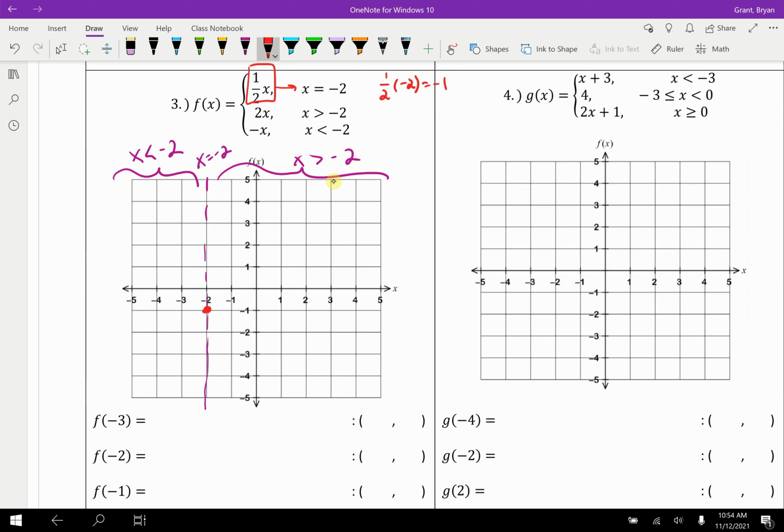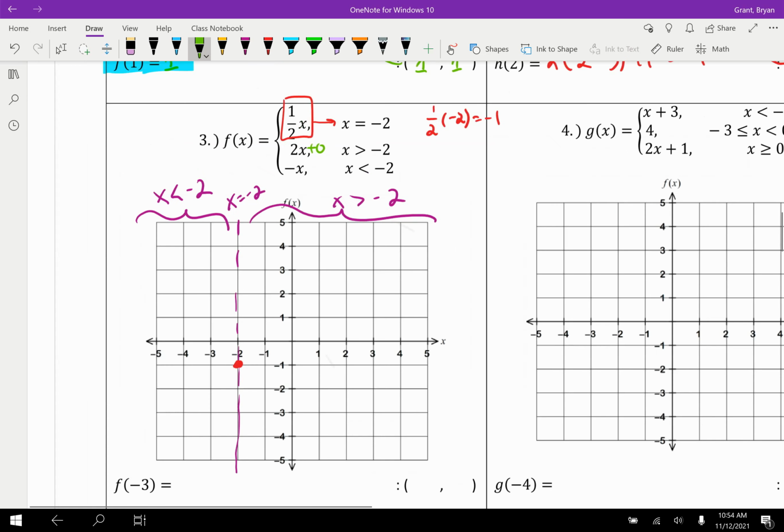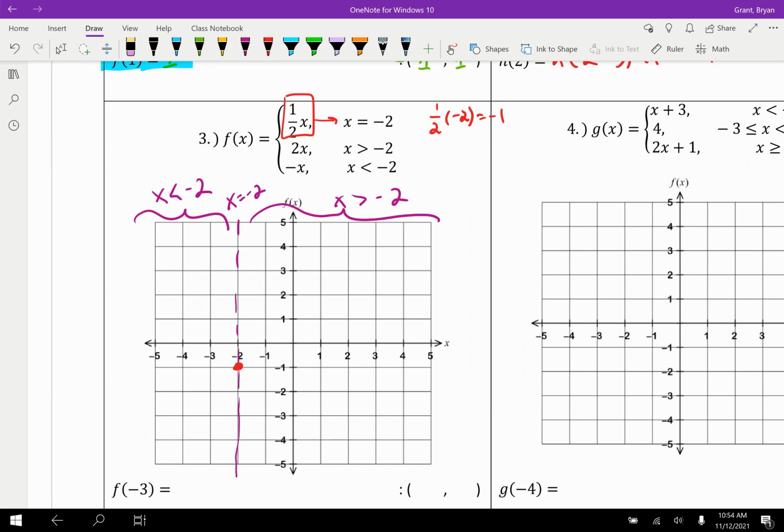So actually, this top equation, when it's just equal, is just a single point, and so I'm done. Let's look at the next. Normally, you would treat this as 2x plus 0, but if we use our other method, I'm just going to take this negative 2 and substitute it in. 2 times negative 2 is negative 4. So that gives me the point negative 2, negative 4, which is down here.